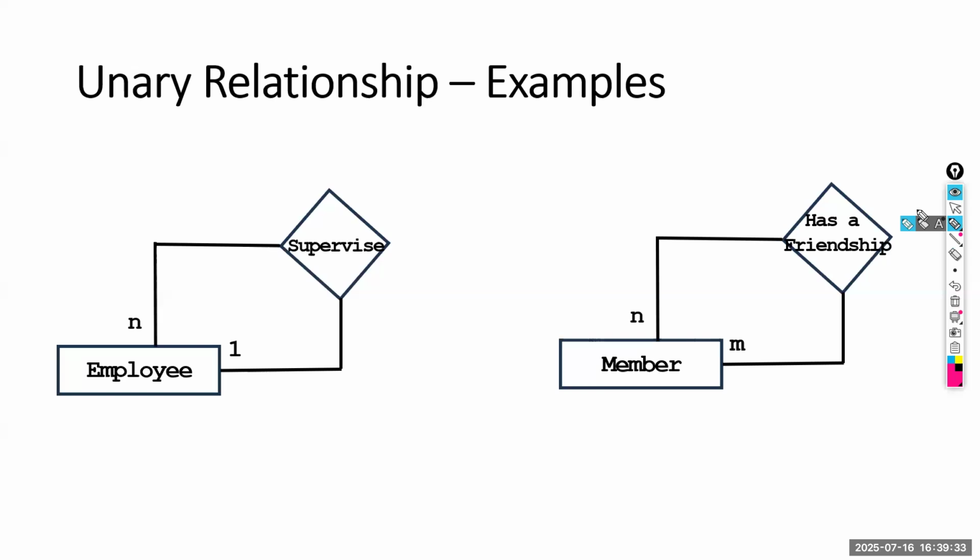But how to make it a unary? Maybe a particular plane has two engines. So one engine is related to another engine because both are engines. It's not like engine and gearbox. Two engines have a relationship. These two engines work together. Okay. Right. So those are called unary relationships.